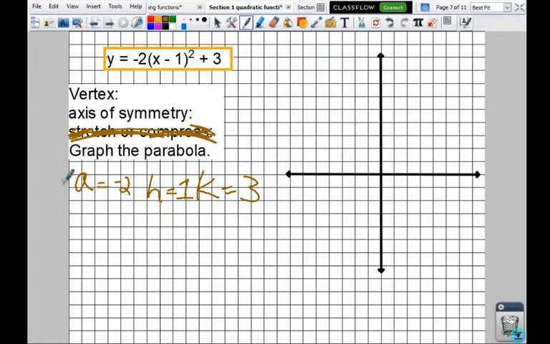And then graph it. I want you to try this on your own, at least start on your own. Get your vertex and your axis of symmetry. If you don't remember what your vertex is, check your notes. That very first line of notes has everything on it.